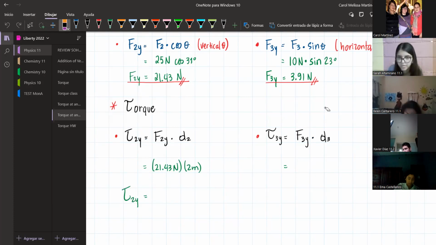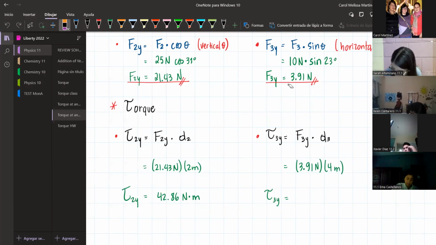How much is this? 42.86 Newton meter. We're gonna see the direction later, okay? Now let's get the other torque: 3.91 Newton times D3, that is 4 meters. 15.64 Newton times meter.